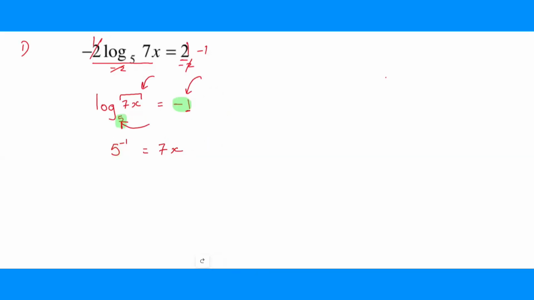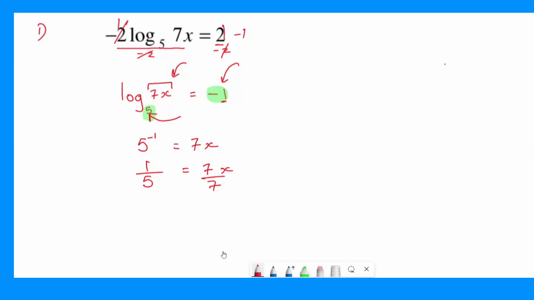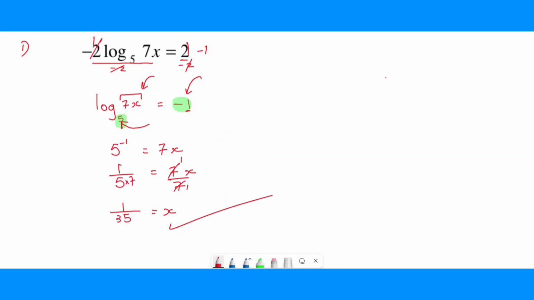5 raised to the -1 really means 1 over 5, okay? So 1 over 5 is equal to 7x. In an effort to find x, we just divide both sides by 7. Because the 5 is in the denominator, under here we'll have 5 times 7. So this is 1 over 35, and the 7 cancels itself, 1 times x is x. So there it is, x is equal to 1 over 35. And that's our first question.